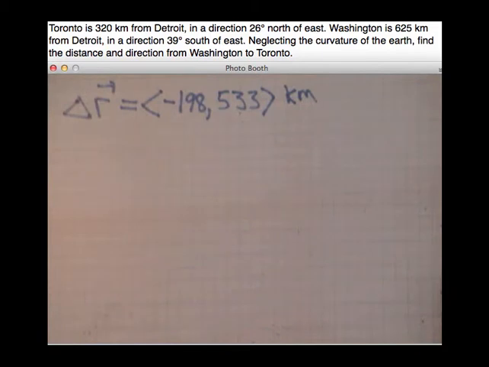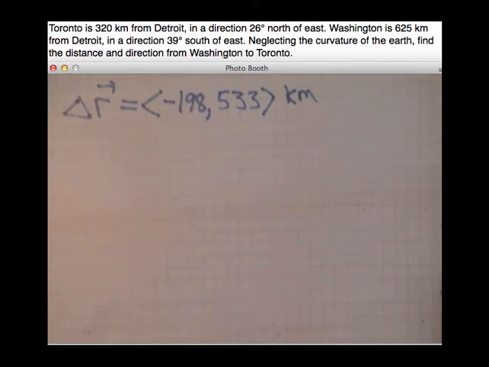Okay, so we're almost done. A result, remember, is that the displacement from Washington to Toronto is represented by the vector delta R, which in Cartesian coordinates has a value of minus 198, 533 kilometers. But the question asks us for distance and direction. So that's the English language's way of saying, I want your answer in polar coordinates. So we just need to convert our answer into polar coordinates.